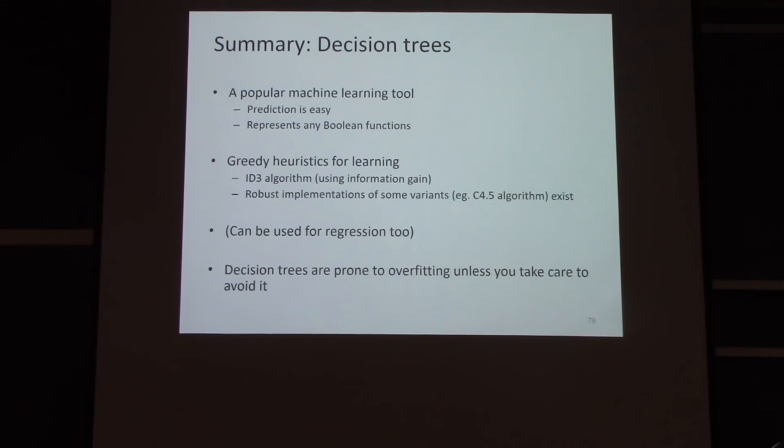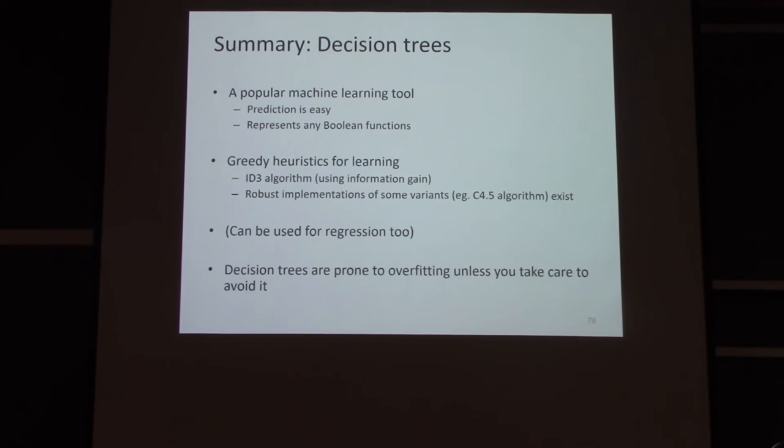Decision trees are fairly popular, and they represent any Boolean functions, and prediction is actually very easy. We saw one greedy heuristic for learning a decision tree, the ID3 algorithm. It turns out there are many robust implementations of this and variants of this. You may come across something called C4.5. You may come across something called CART. There's an entire book on CART. And CART uses decision trees not just for classification but also for regression. We didn't touch upon regression yet.